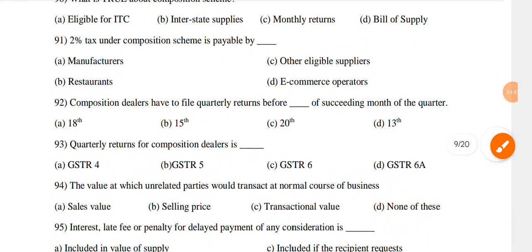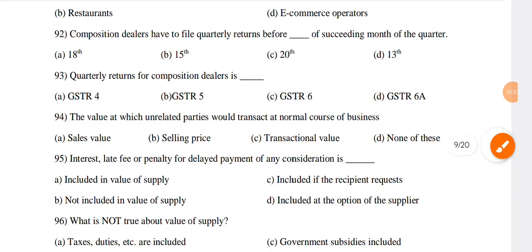Next question, 2% tax under composition scheme is payable by dash. Option A, manufacturers, B, restaurants, C, other eligible suppliers, and D, e-commerce operators. The correct option is A, manufacturers.